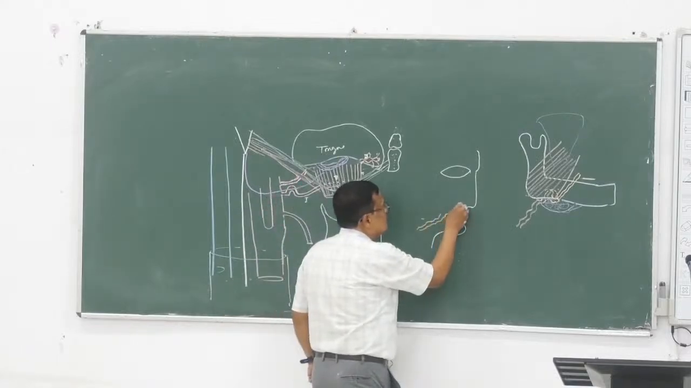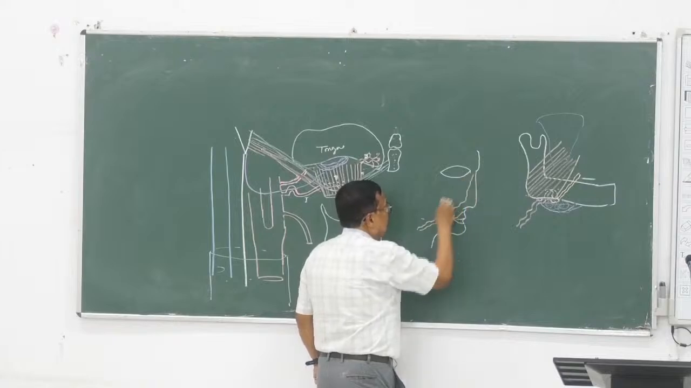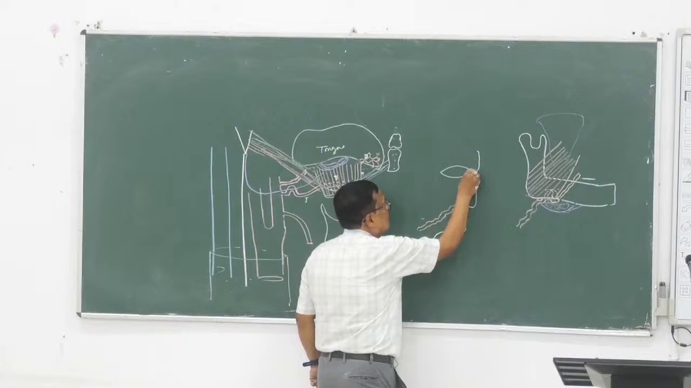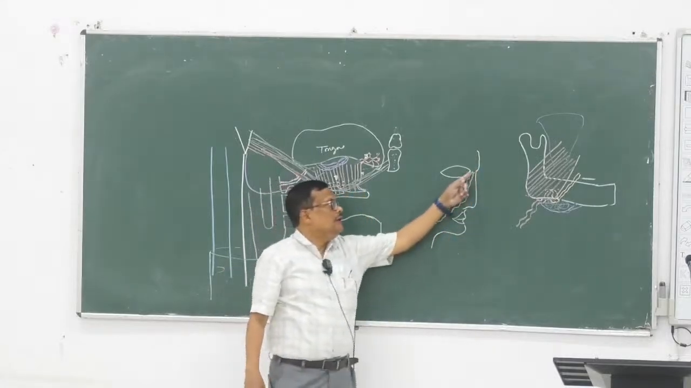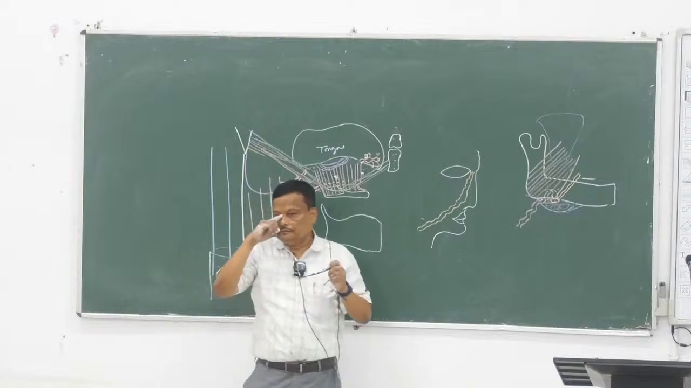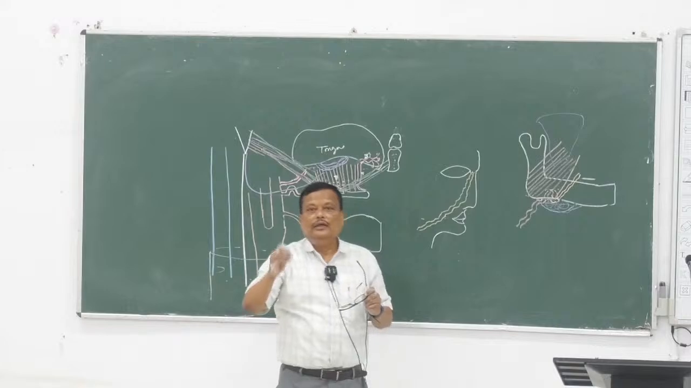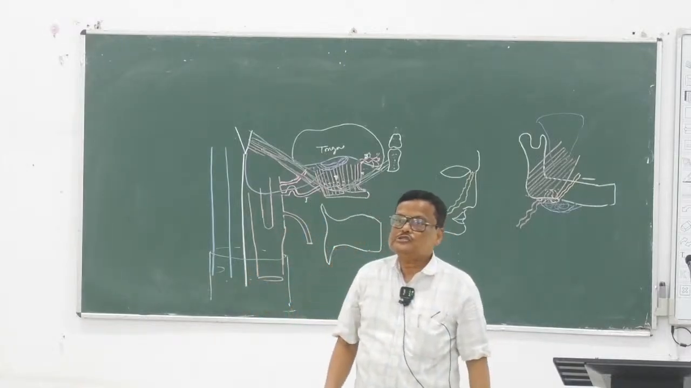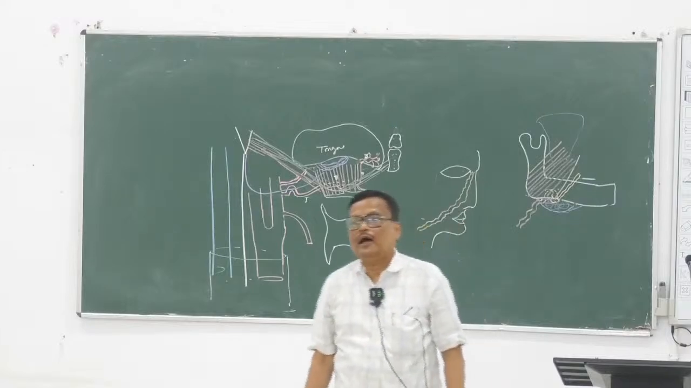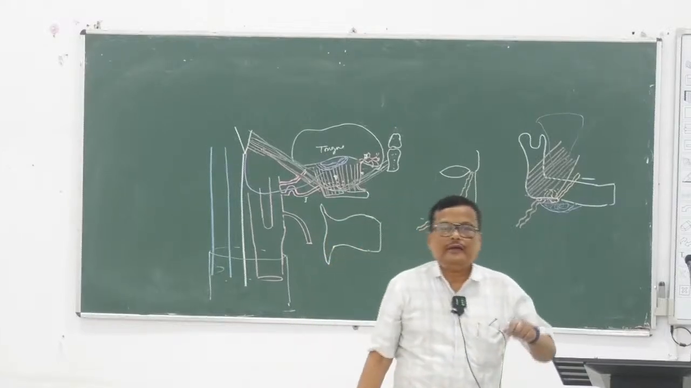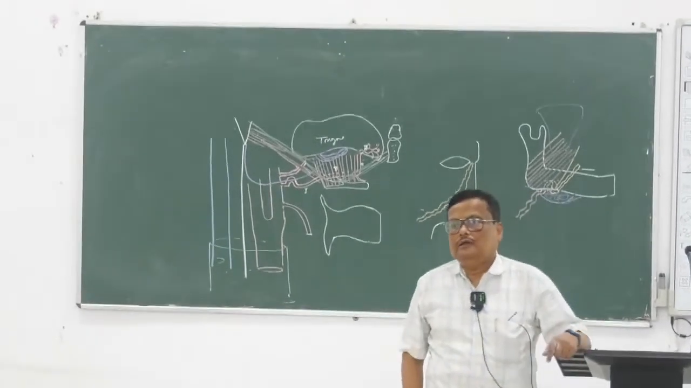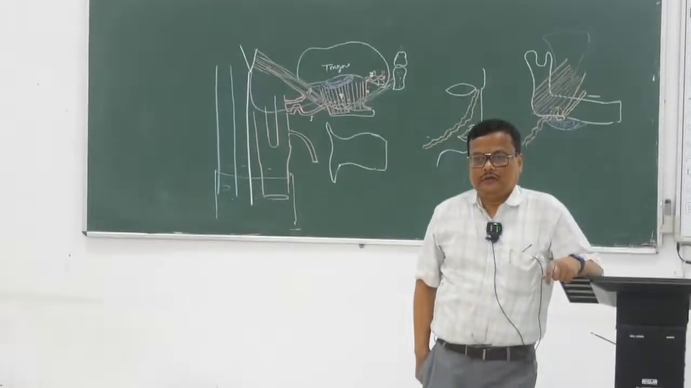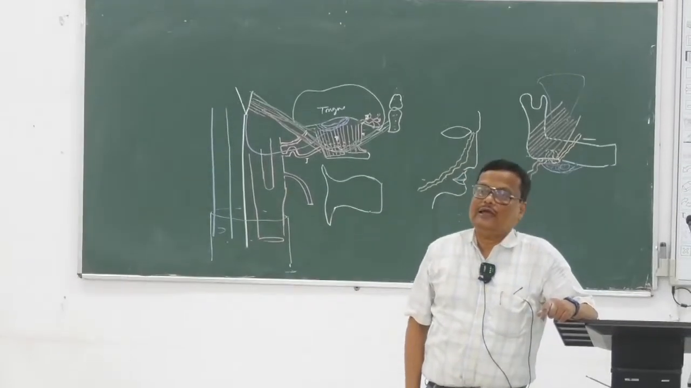Then it ascends up by the side of the nose, and at this place it terminates. How does it terminate? By joining with the dorsal nasal branch of the ophthalmic artery. An important artery supplying the eyeball is the ophthalmic artery, which is a branch of the internal carotid artery.